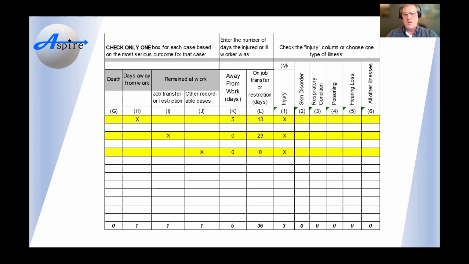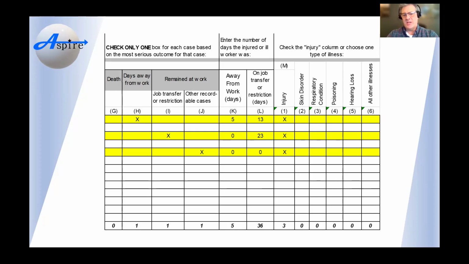Okay. But where I usually see mistakes when I'm reviewing your log at the end of the year is a lot of members will put an X in column H and I because they have numbers in K or L. Remember, you only check one box in H, I, or J.